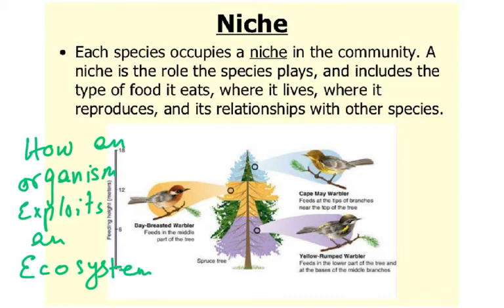Now you can see these birds, they feed in the middle part of the tree, and then we have some that feed in the lower part of the tree and all the bases of the middle branches, and some that feed at the tips of the branches. So niche is the role of an organism, or as I say, how an organism exploits. Exploit is not a very good word. Exploit means just do your own stuff, don't worry about what's happening to the other people, just carry on, be very, very selfish.